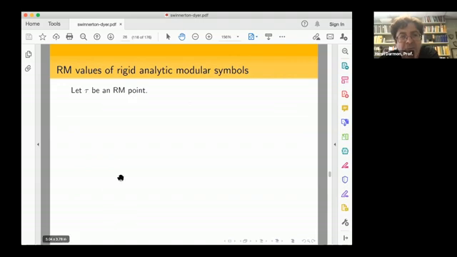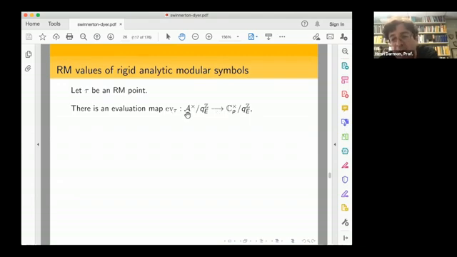Okay, so now we can talk about the RM values of rigid analytic modular symbols. There's a notion of evaluating such a gadget on an RM point. And this simply arises from the observation that there's a natural evaluation map going from the group of analytic functions on the upper half plane, modulo powers of P, to C_p star modulo powers of P. And this map is just the evaluation at a tau in the p-adic upper half plane.